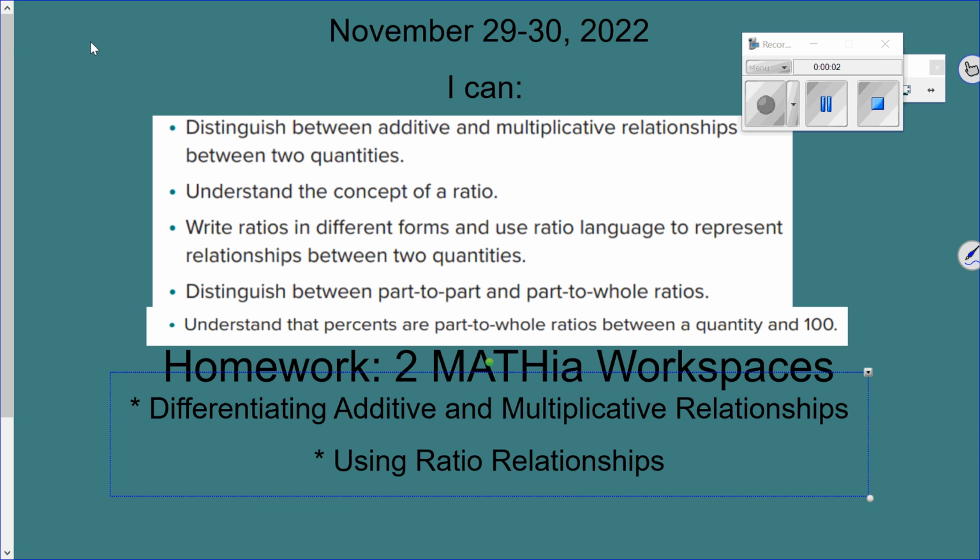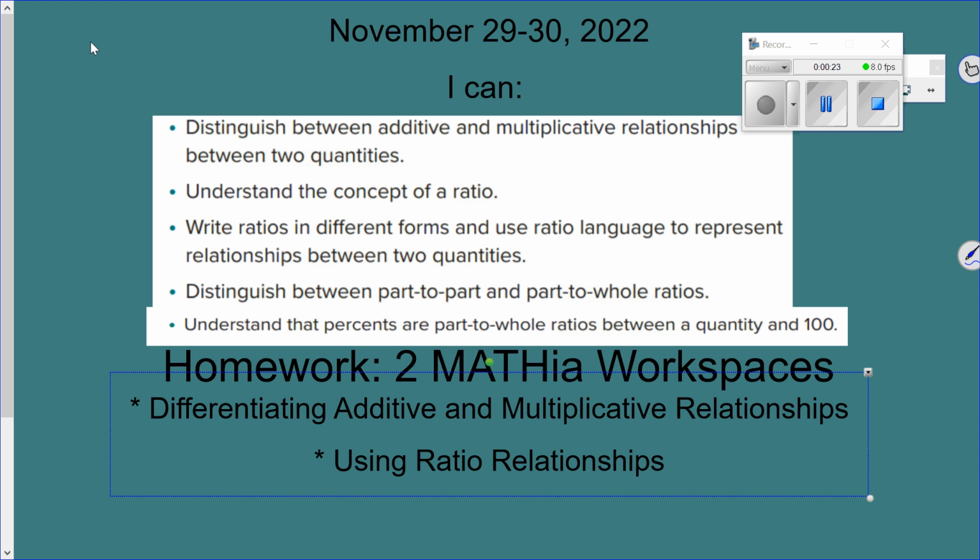We are completely done with module 1. We're moving into module 2. This one is going to focus on ratios. Today we're going to look at additive and multiplicative relationships between quantities. We're going to get to the introduction of the concept of a ratio and look at writing ratios in different forms. The rest of it will be next time's class.